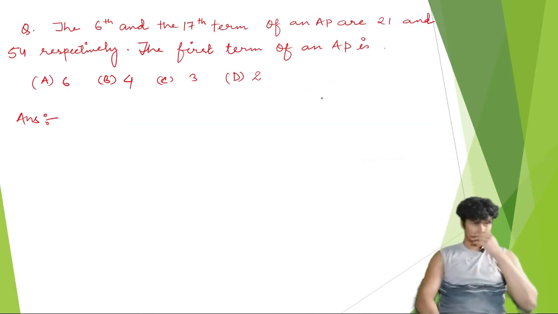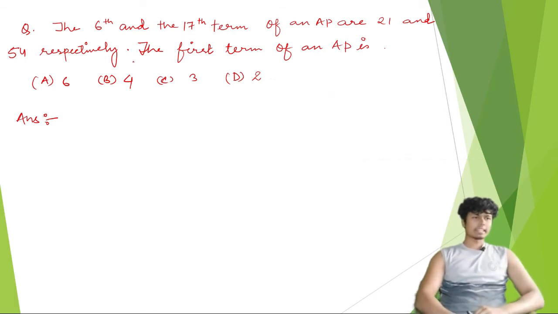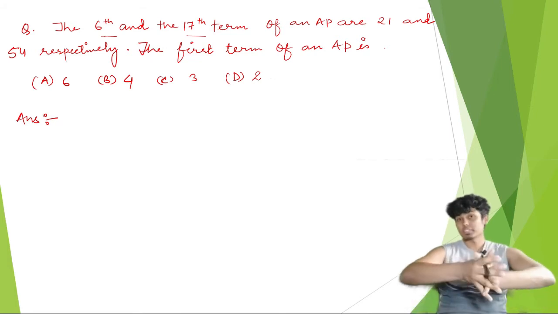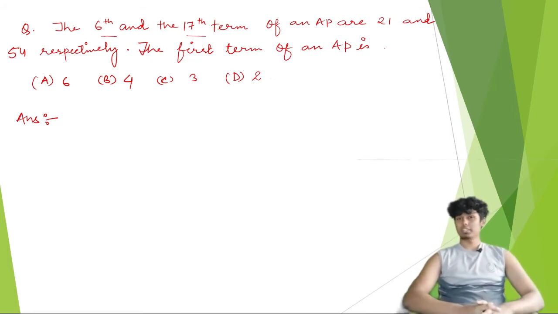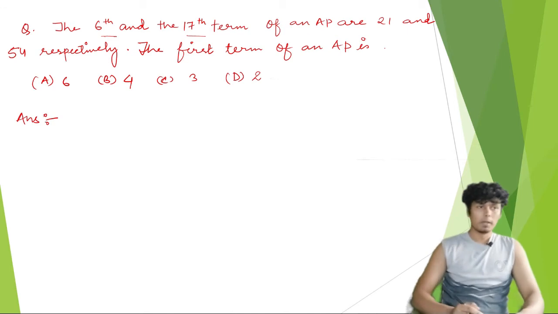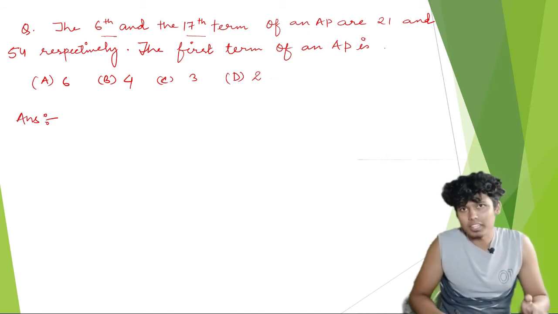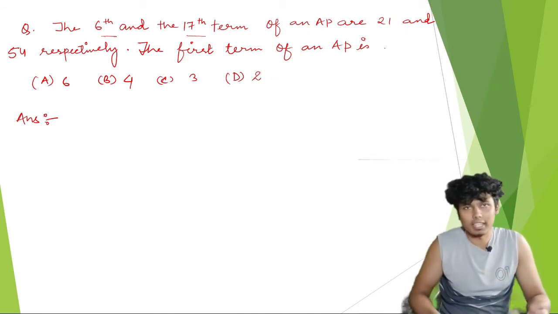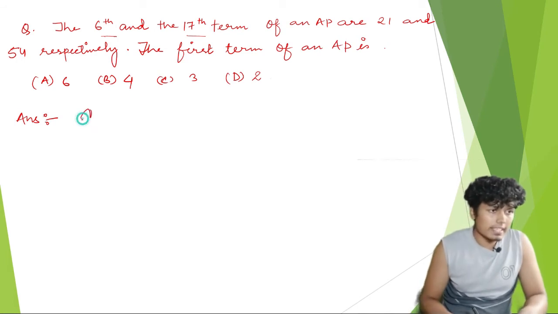Now another question. The 6th term and the 17th term of an AP are 21 and 54 respectively. Find the first term of the AP. Similar to the previous question, but there we were finding the 10th term. Here we need to find out the first term. We need to find only the value of A, no need to find the value of D here, because the first term is A. So here A6 is given. What is A6? 21.